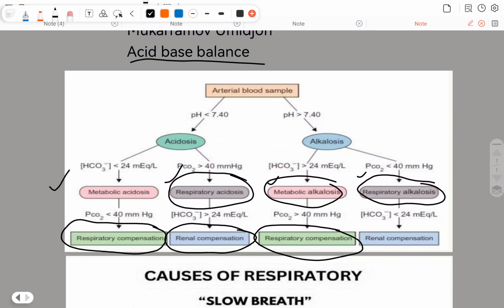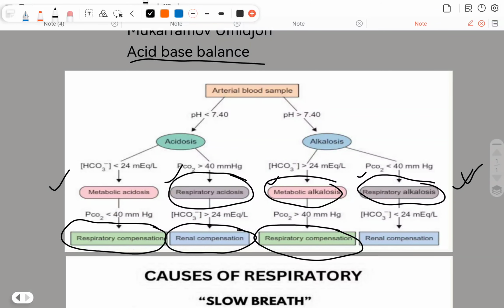And the next one is respiratory alkalosis. Respiratory alkalosis means that when the patient is intubated by the anesthesiologist and hyperventilation is performed by the anesthesiologist, respiratory alkalosis may occur due to a decrease in the amount of carbon dioxide in the bloodstream.